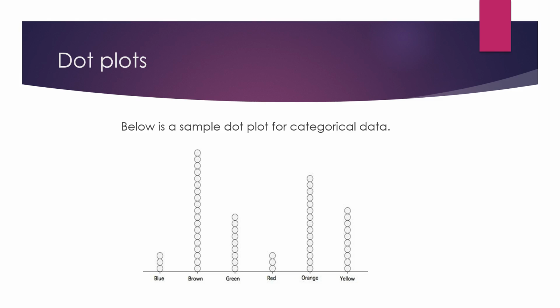So if I were to read this dot plot, I would say, okay, there were 3 blue. Let's see, 3, 6, 9, 12, 15, 18, 19, 20 brown, and so on. So I'm just counting the number of circles, and that corresponds with the frequency of that color that there were.